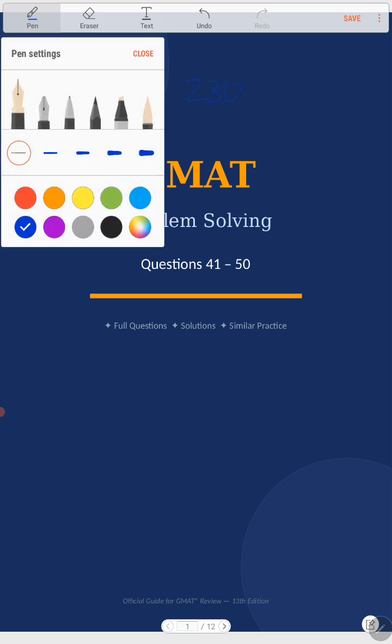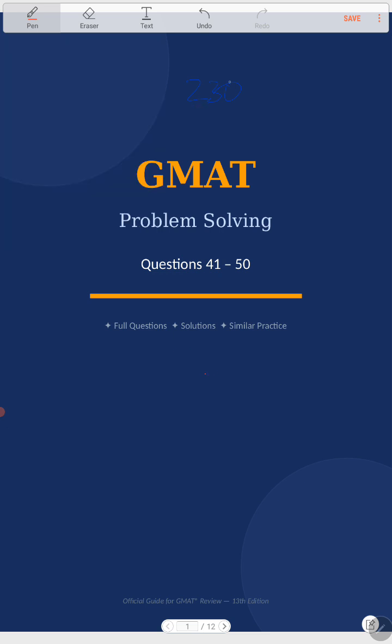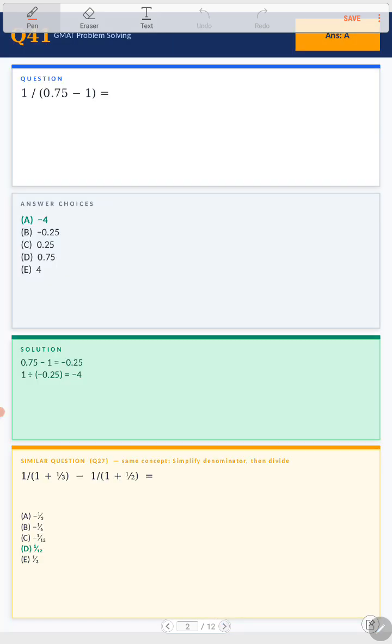I have updated this to include similar questions. We not just solve questions, but we also give a similar question for practice. So when we solve this, remember the solution is already here.